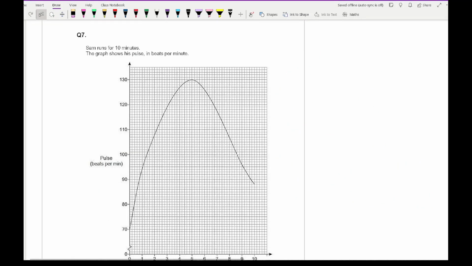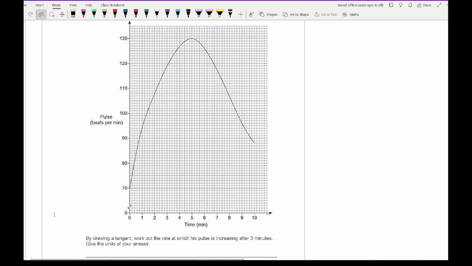So moving on to question 7, it says Sam runs for 10 minutes. The graph shows his pulse in beats per minute. And the question's asking us to, by drawing a tangent, work out the rate at which his pulse is increasing after 3.5 minutes. Give the units of your answer. So for this, what I need to do first is to plot where on the curve is t equals 3.